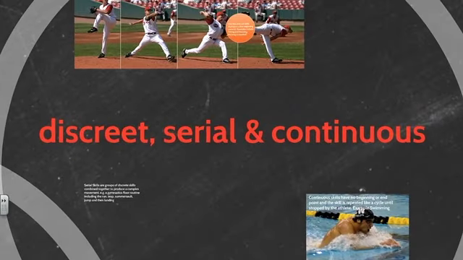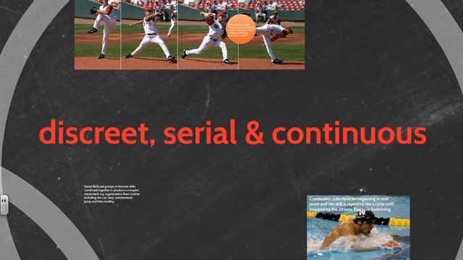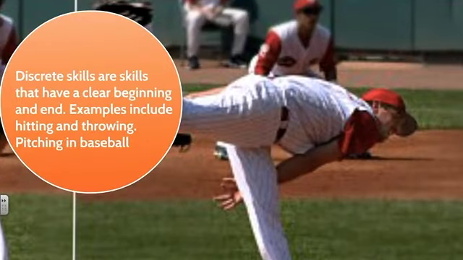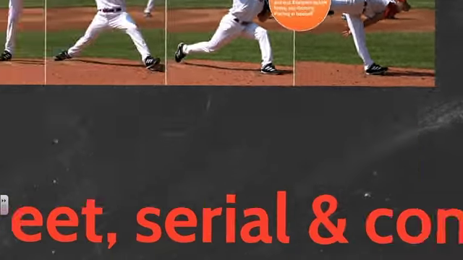The next classification, there's 3 of them: discrete, serial and continuous skills. Now, a discrete skill is one where skills have a clear beginning and end point. Examples include hitting and throwing, but a really good example is pitching in baseball. That has a very definite beginning and end point in the skill.